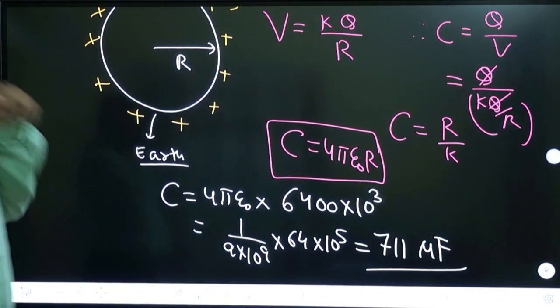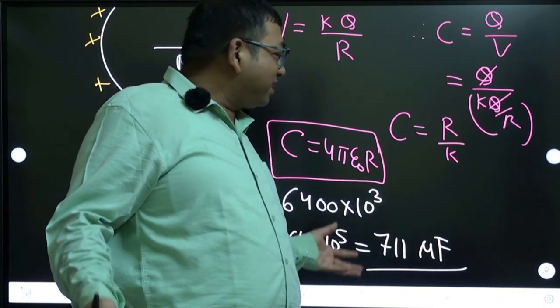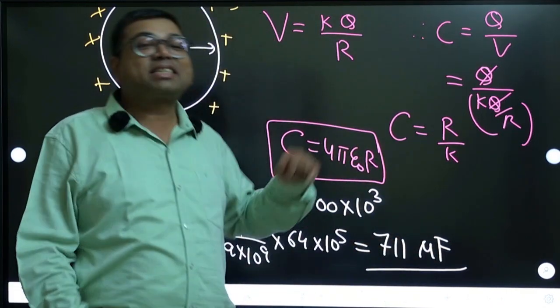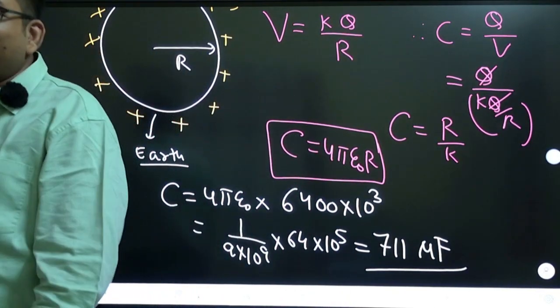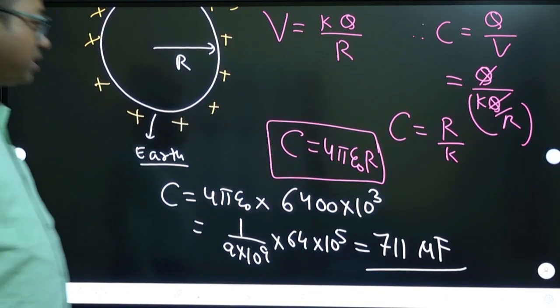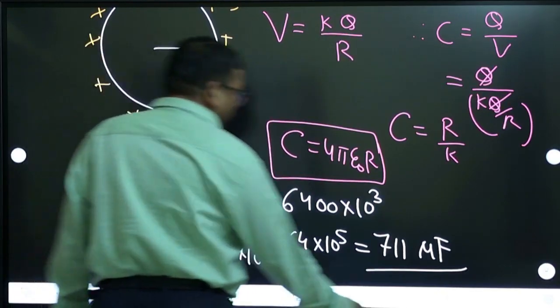So that means the entire earth has only this much capacitance, which is so small, right? That is why we say that farad is a very large quantity. Okay, let us move next.